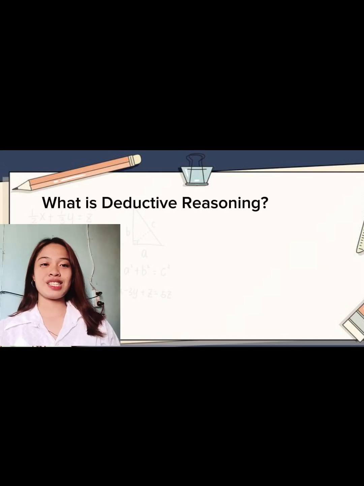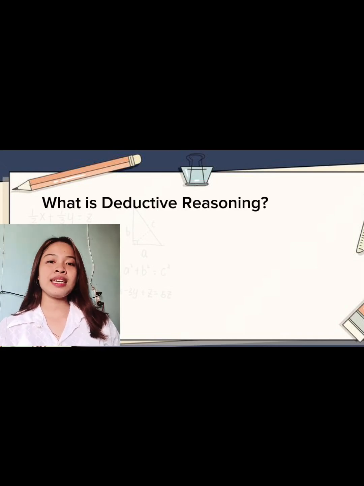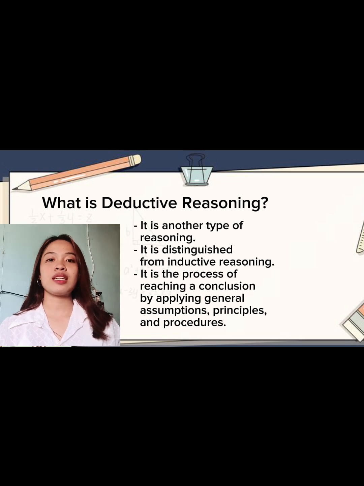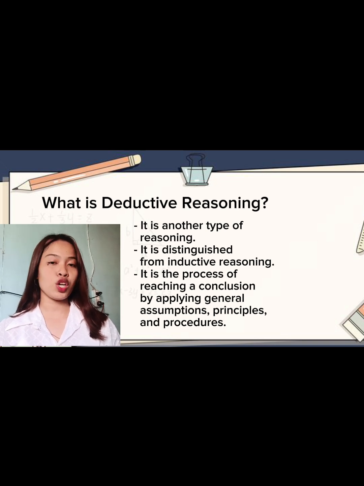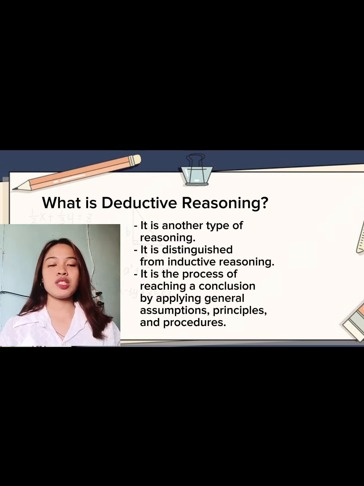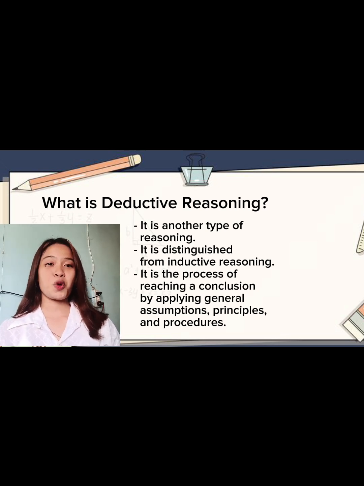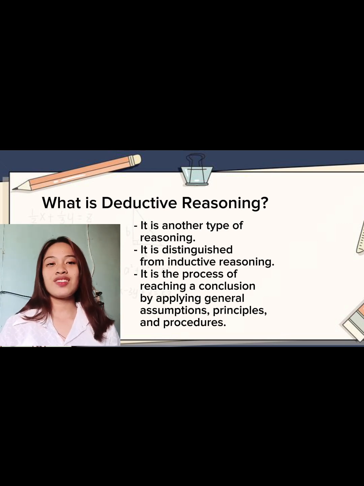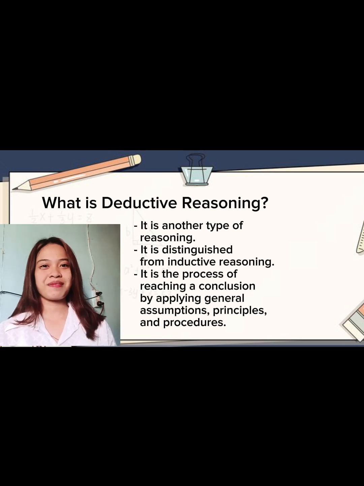What is deductive reasoning? Deductive reasoning is another type of reasoning. It is distinguished from inductive reasoning. It is the process of reaching a conclusion by applying general assumptions, principles, and procedures. It is also backing up generalized statements. This is also a logical process that involves drawing specific conclusions based on general principles or premises.